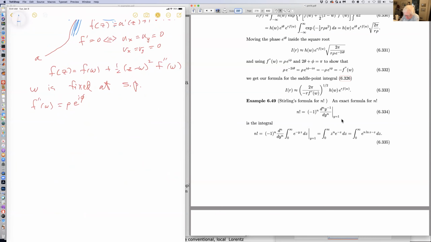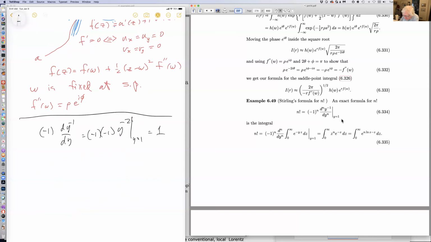Maybe I should, here, let's switch colors again. Let's go to black, maybe. So first of all, minus 1 dy inverse dy is equal to minus 1 again, y to the minus 2 evaluated at y equal to 1. So this is just equal to 1.